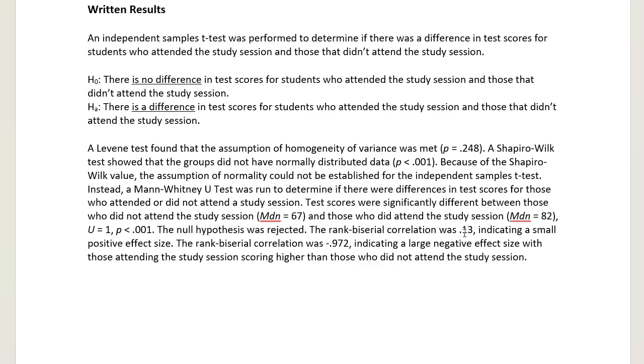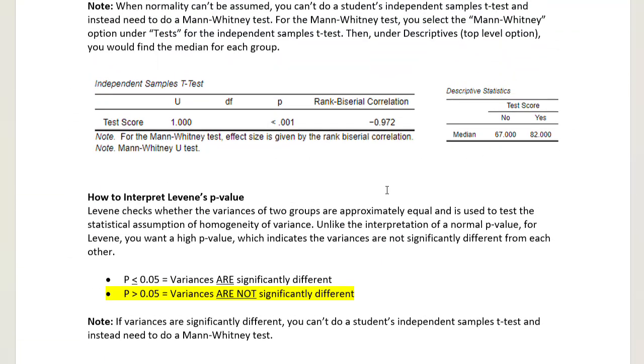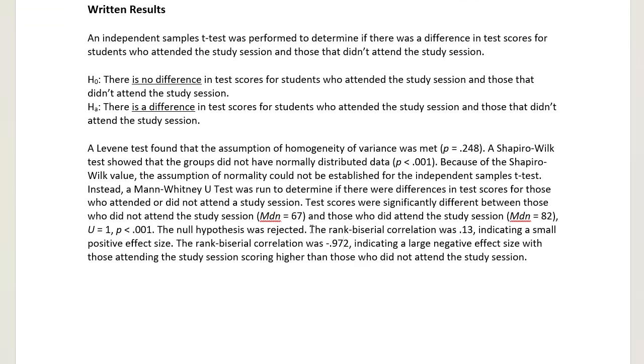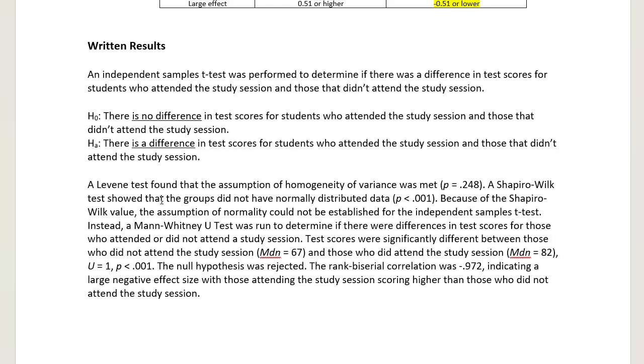The rank biserial correlation was 0.13. So here we go. Oh, that's not correct though. The rank biserial is negative 0.972. Oh my gosh, I'm sorry. There we go. Okay, the rank biserial correlation was negative 0.972, indicating a large negative effect size, with those attending the study session scoring higher than those who did not attend the study session. So those are the written results for the independent samples t-test if you have either an issue with Levene or Shapiro-Wilk and you need to switch to that Mann-Whitney non-parametric U-test.